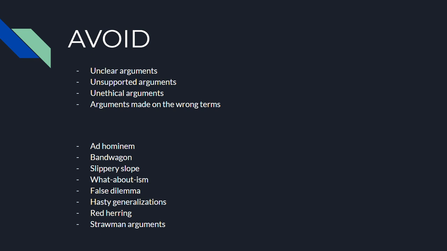Hasty generalizations are a little akin to what I was saying with slippery slope, just saying extremist things for the purpose of shock value. Hasty generalizations would be like, well, this is true, so that means this is true. And that doesn't have to be the case. Red herring is saying something just to throw people off the scent, kind of like the deflection.